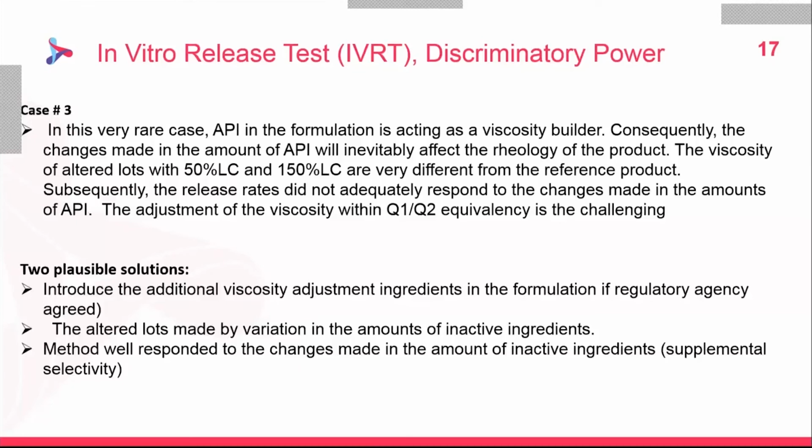Introduce an additional viscosity adjustment ingredient, which is not in the R&D formulation, in the formulation with 50% and 150% label claim, if the regulatory agency, of course, agrees. Or, since the API cannot be changed, altered lots could be made by variation of the amount of inactive ingredients. The method responds well to the changes made in amounts of inactive ingredients, so-called supplementary selectivity.